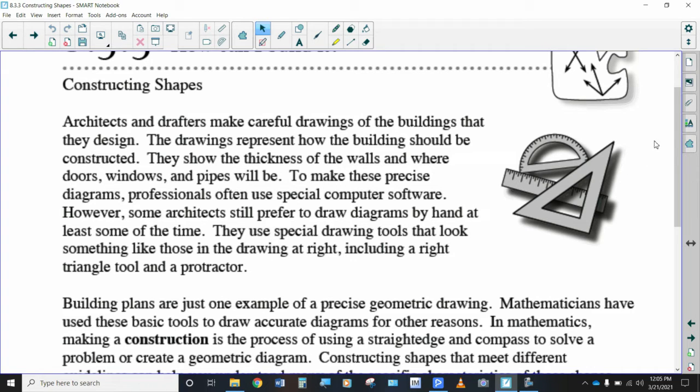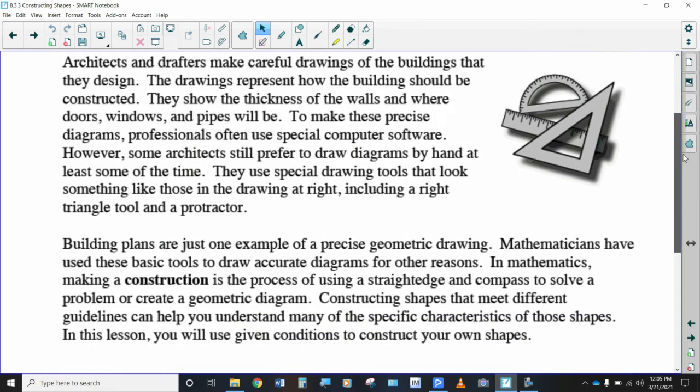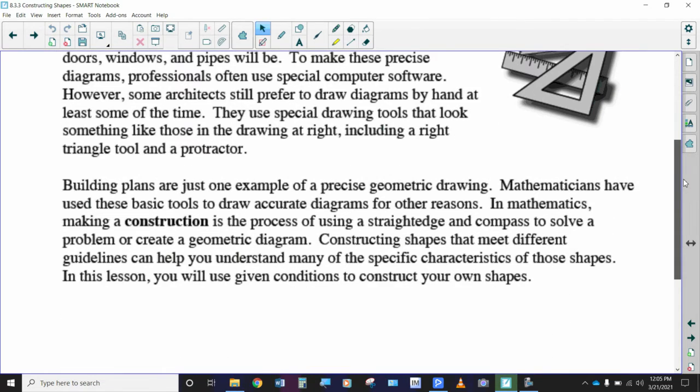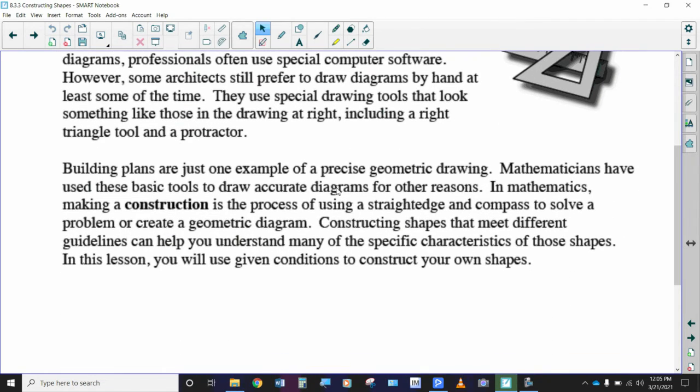Building plans are just one example of precise geometric drawing. Mathematicians have used these basic tools to draw accurate diagrams for other reasons. In mathematics, making a construction is the process of using a straightedge and compass to solve a problem or create a geometric design. And in this case, the compass we're talking about is not the north, south, east, west compass, but the tool that you use to draw perfect circles. Okay?